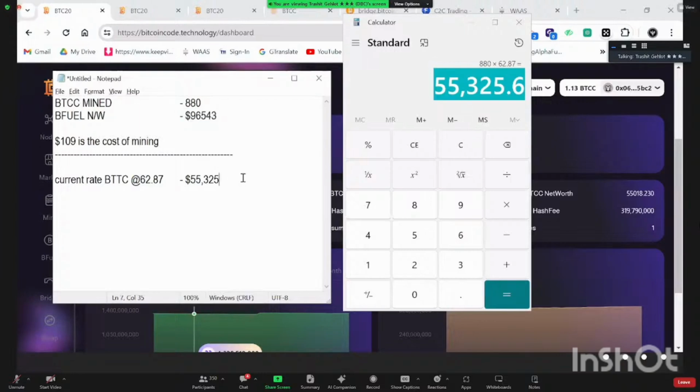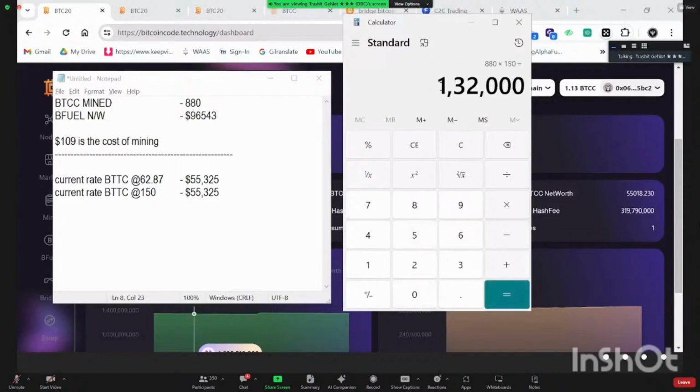So what will you do? If I stop mining, neither the BTCC is going to increase nor the price of the B fuel. So what I'm going to do is hold this, and I'm assuming maybe in a couple of months, or maybe in 3 to 4 months, this crosses $150. So how many BTCC am I having? 880 into 150. So that's 132,000.